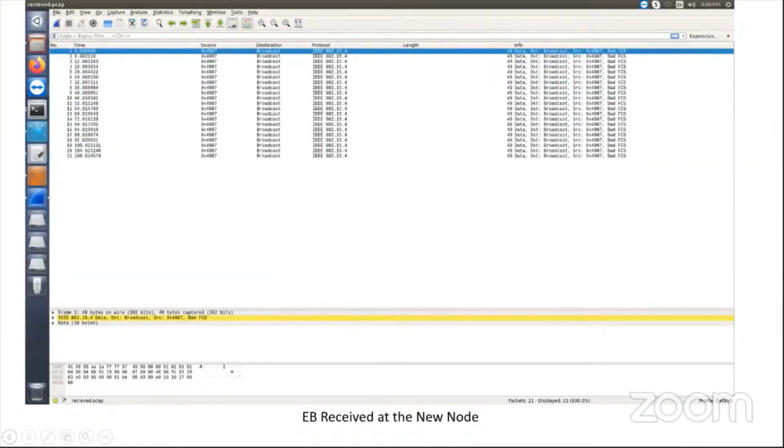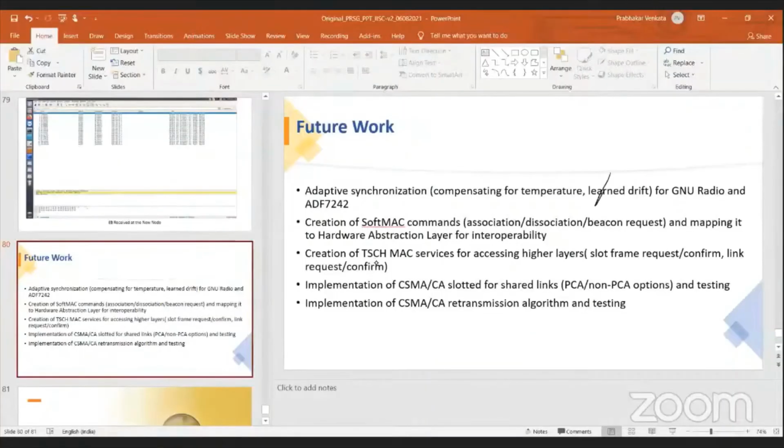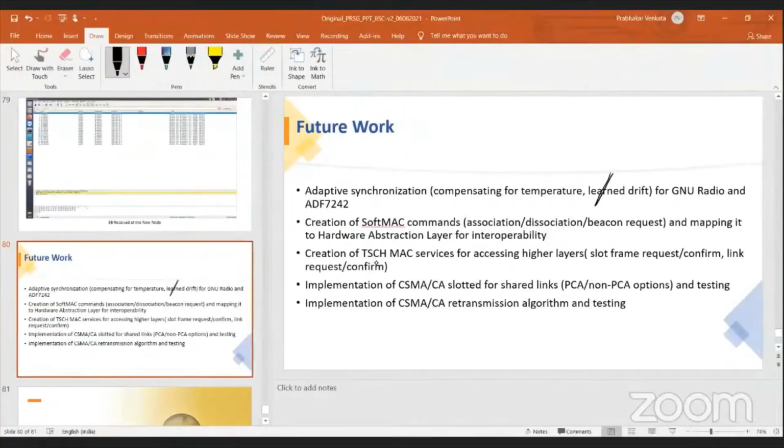You can mention the future work. We have a lot of work going forward, quite a few things to be done. As I said, we have to do compensation for temperature and the drift that is associated with it. We have to learn the drift.